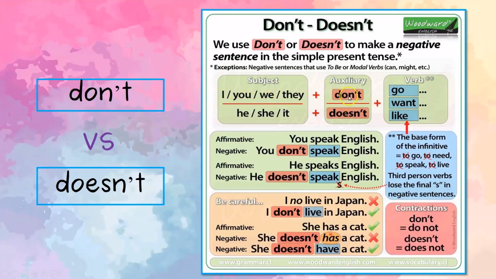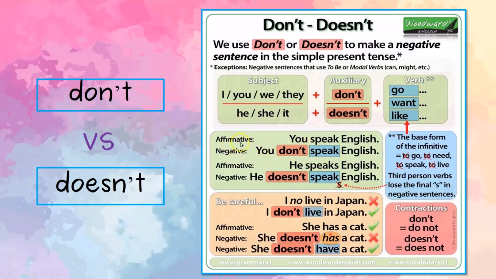For example, I don't go. You don't want. We don't like. Alright? And so on. Okay, if the subject is he, she, or it, or the singular subjects, we will use doesn't. He doesn't go. She doesn't want. It doesn't like. Alright? Okay, let's look at the sentences here.